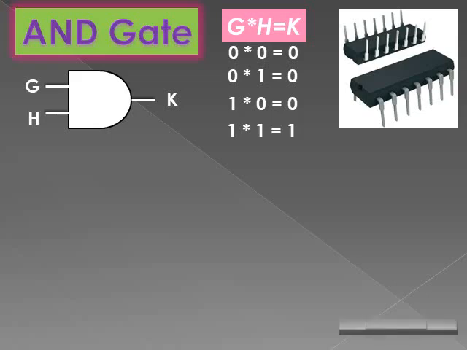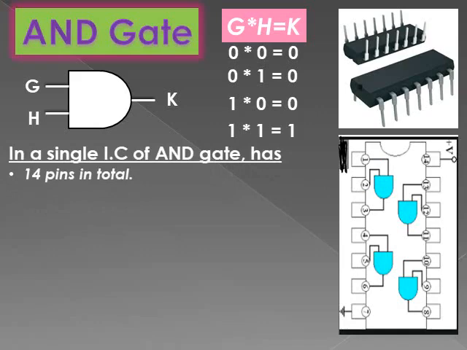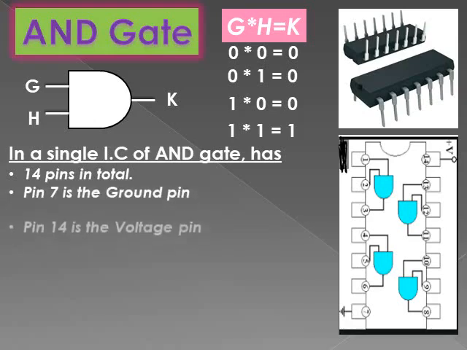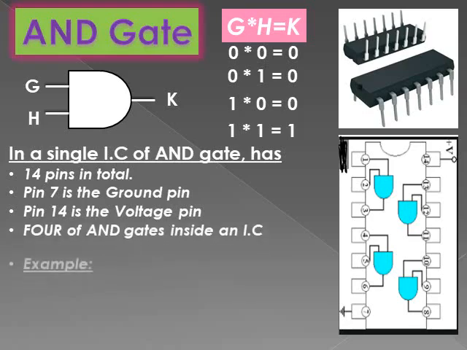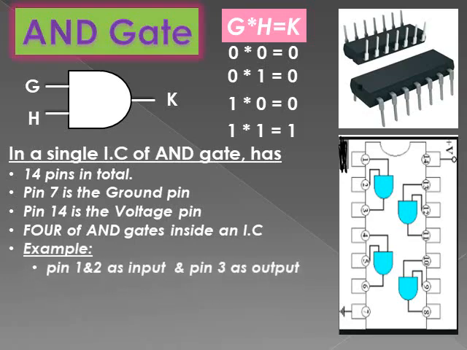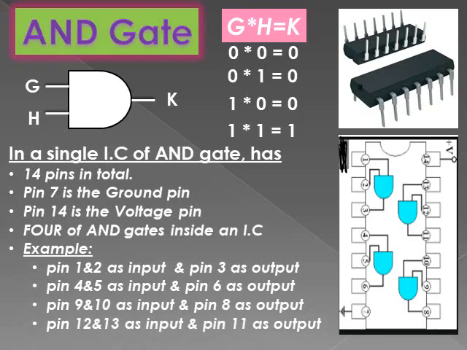The integrated circuit has 14 pins, which are numbered from 1 to 14, where pin 7 is for the ground wire, and pin 14 is for the power supply wire. The rest of the pins are for the AND gates inside. There are 4 AND gates found inside. As an example, pin 9 and pin 10 are the inputs, and pin 8 is an output. Pin 12 and pin 13 are for the inputs, and 11 is the output pin. And so on. The diagram to the right is how the internal presentation of the AND gate looks like.